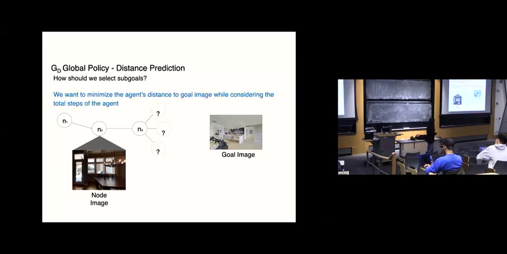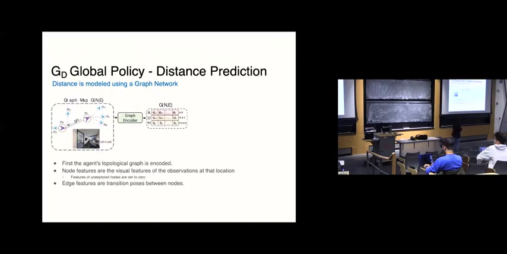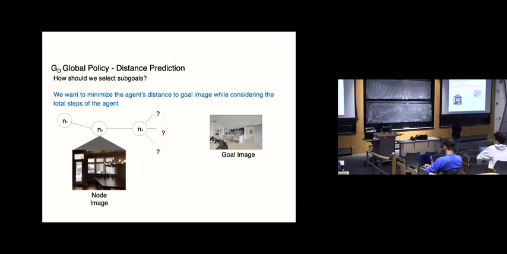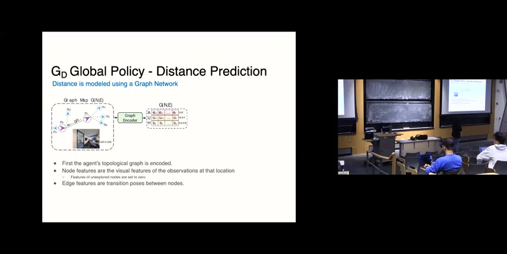How should we be selecting subgoals? So we said we want to minimize the agent's distance to the goal image. And here is the most important thing. This is the global policy. And the global policy will be a graph neural network. And what will be the nodes? The nodes will be where you have been so far, and your feature will be the image that you saw when you were at that location.